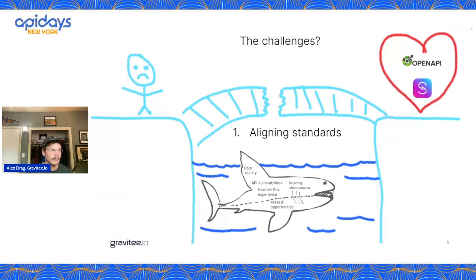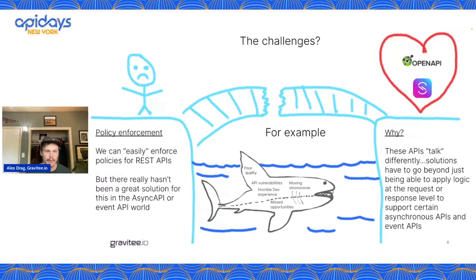So I want to run through some of the challenges really quickly, sort of what causes this gap. The first one that I want to mention is aligning standards, right? So for example, think about something like policy enforcement.